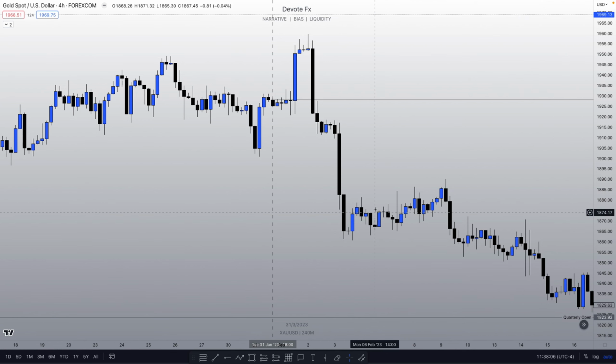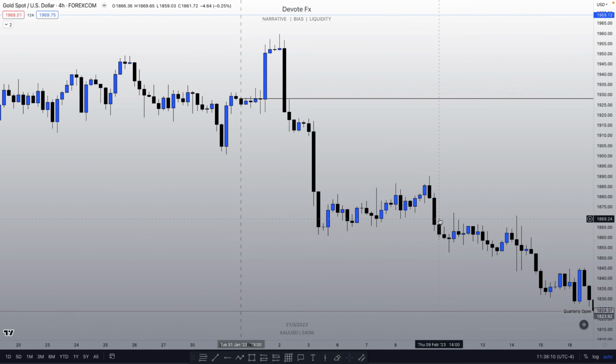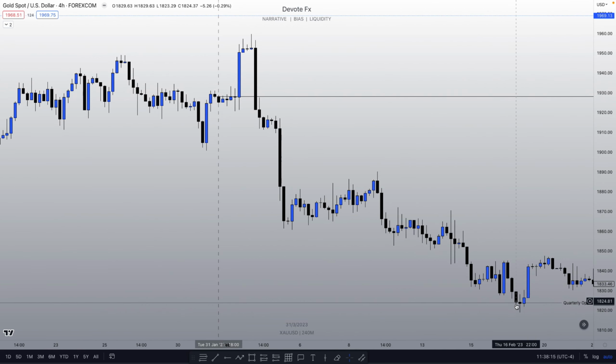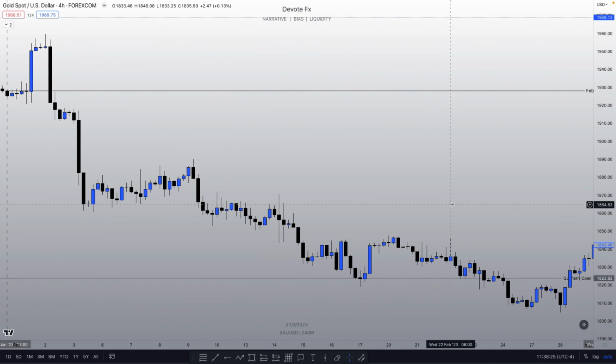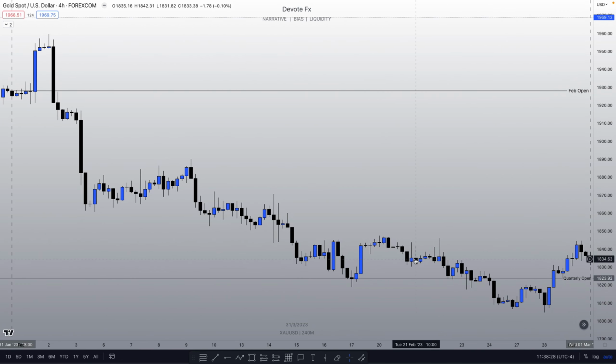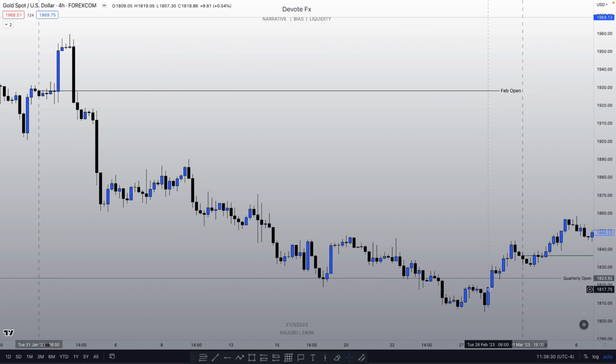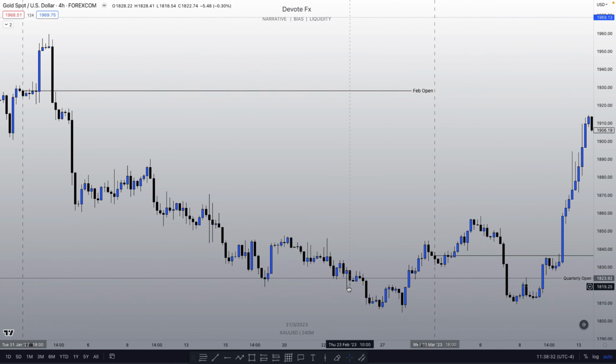Displacement, fair value gap, three drive pattern, fractal model, fair value gap, entry, lower, bang. This would be the trade to take right here, in my opinion. After this, it just keeps grinding lower, slow, accumulating below quarterly opening price.